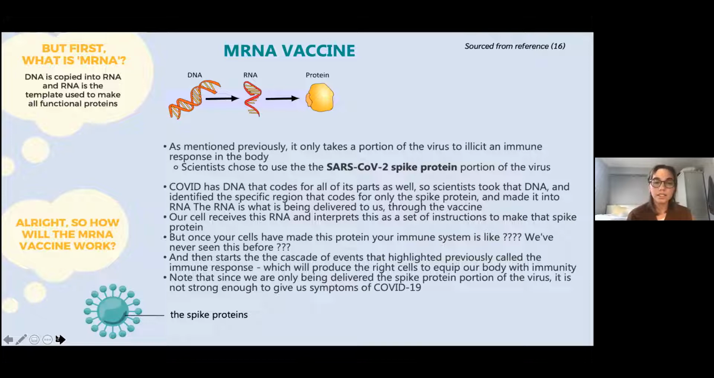Our cells receive this RNA and interpret this as a set of instructions to make that spike protein. But once your cells have made this protein, your immune system is like, wait, we've never seen this before, and basically goes into attack mode. And then the cascade of events that I highlighted before, called the immune response, will produce the right cells to equip our body with immunity. Note that since we're only being delivered the spike protein portion of the virus, it's not strong enough to actually give us the full COVID-19 disease.